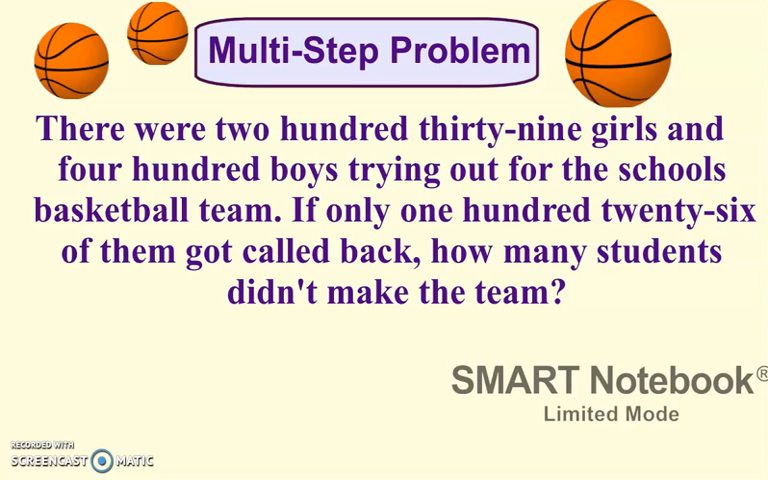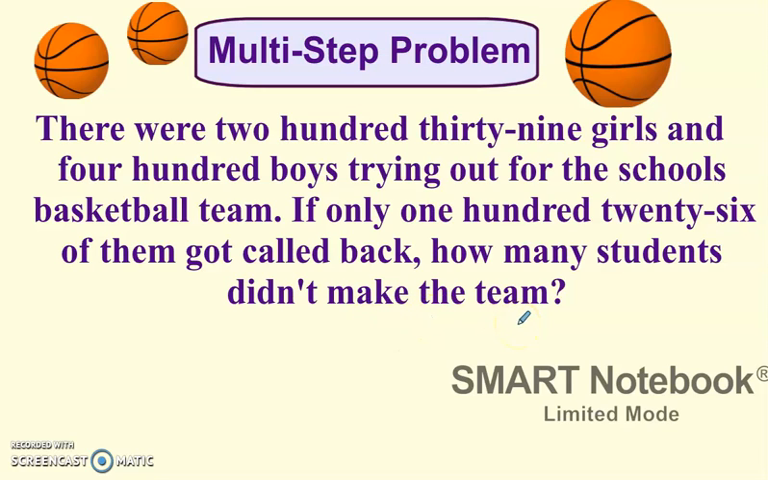Okay, my friends, this is the last multi-step problem that we have. But this time, you're going to solve it all on your own. The only thing I'm going to do is read it to you. Here we go. I know you guys can do it. It says, there were 239 girls and 400 boys trying out for the school's basketball team. If only 126 of them got called back, how many students didn't make the team?